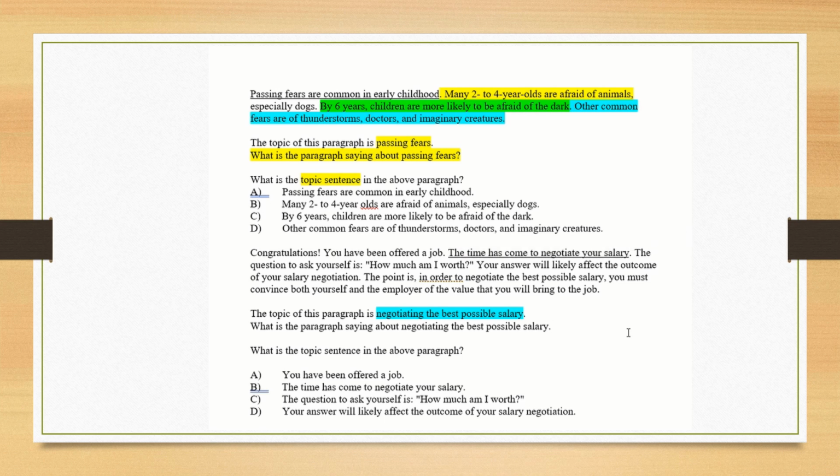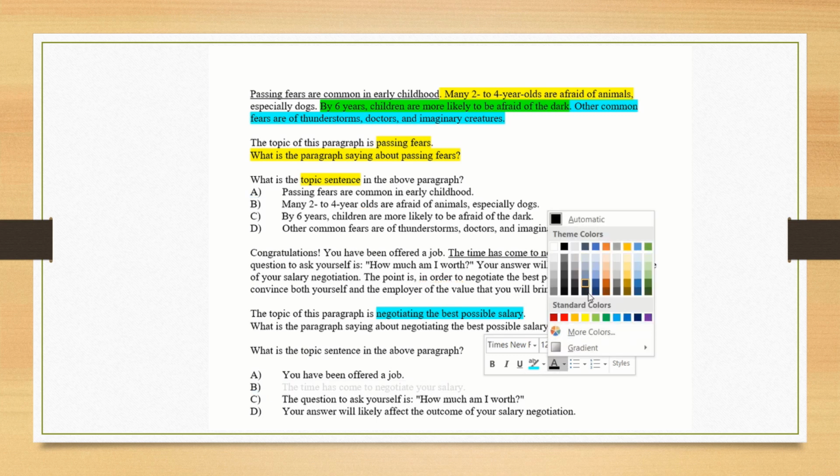And then the other sentences in the paragraph provide examples on how to negotiate your salary. "Know your worth." "Convince yourself and your boss that you bring value to the job." So the main idea sentence is "The time has come to negotiate your salary."